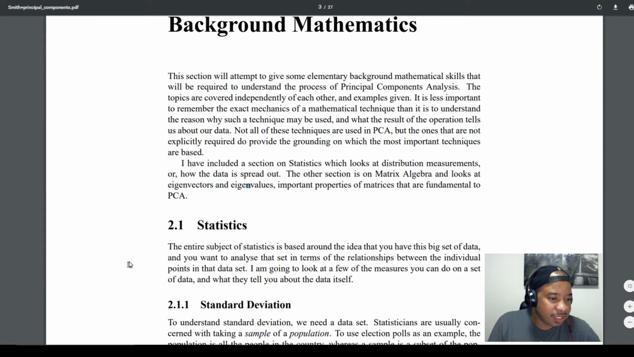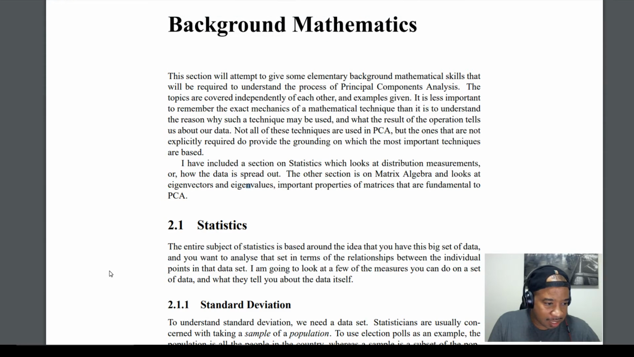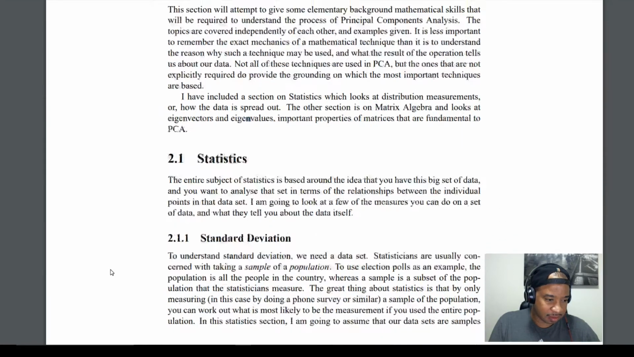2.1 Statistics. The entire subject of statistics is based around the idea that you have this big set of data, and you want to analyze that set in terms of the relationships between the individual points in that data set. I'm going to look at a few of the measures you can do on a set of data and what they tell you about the data itself.